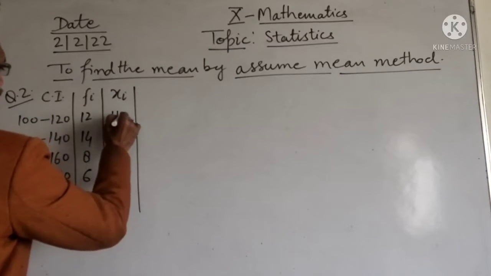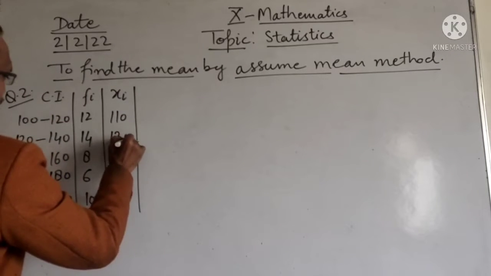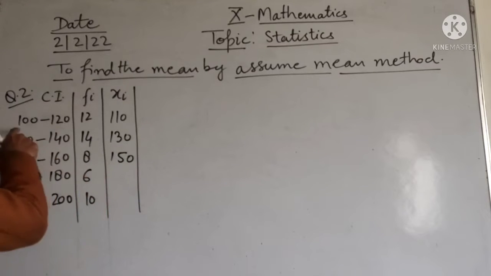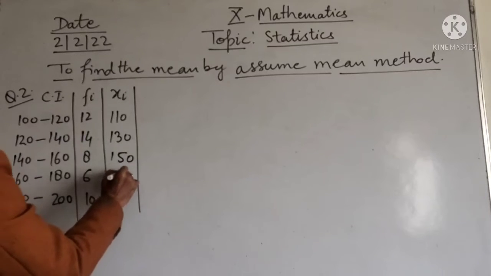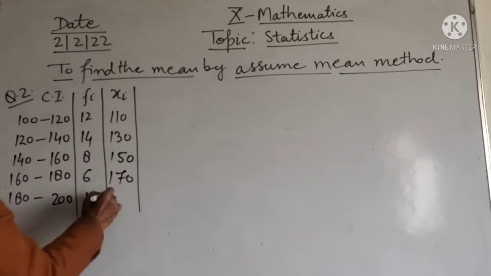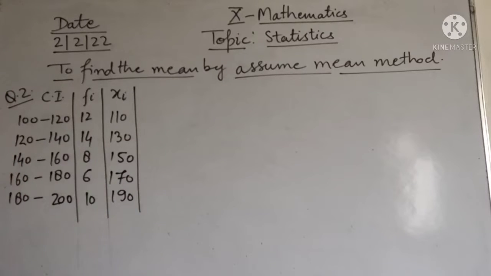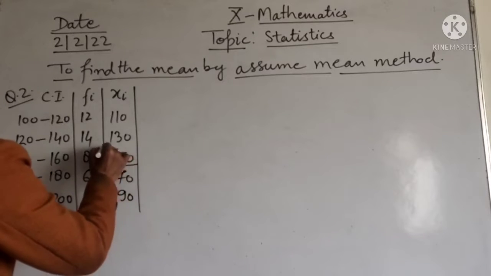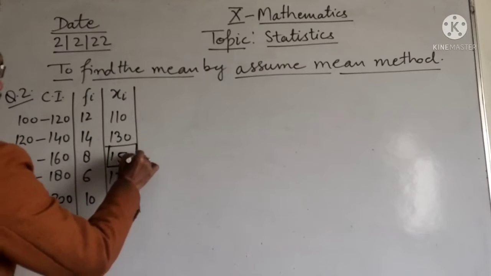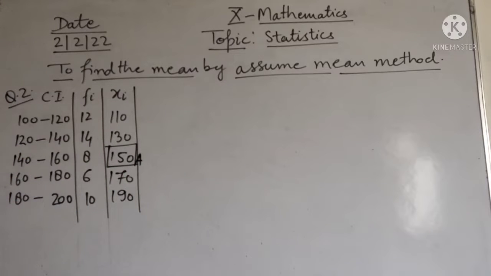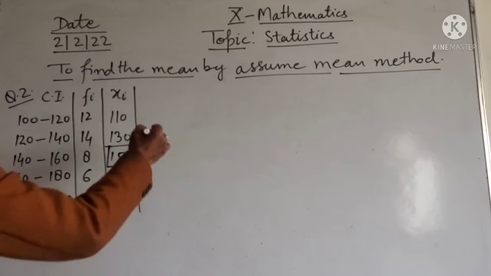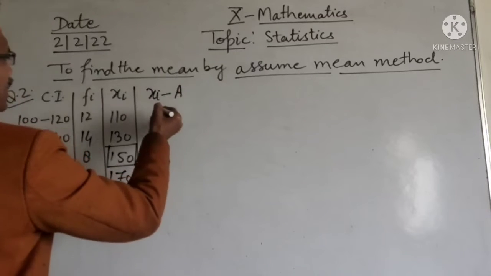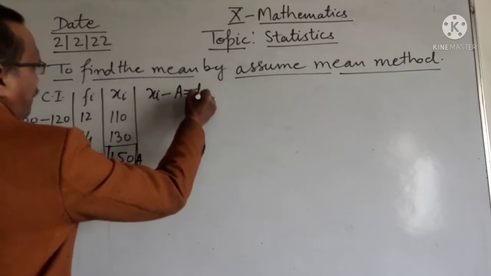It is 110, 130, 150, with a difference of 20, then 170 and 190. Now we take one number as the assumed mean, A. So Xi minus A is called Di.